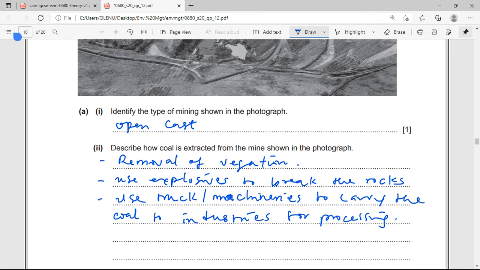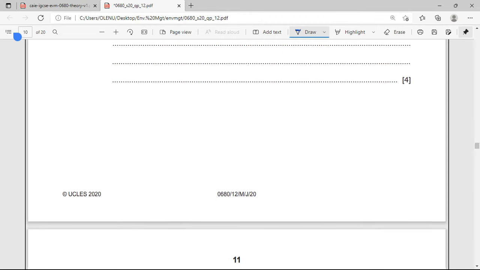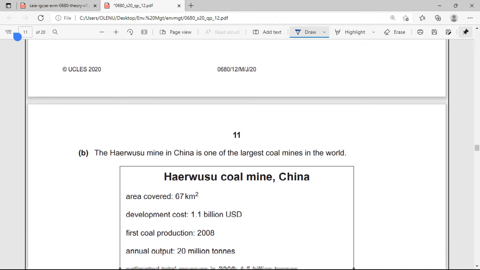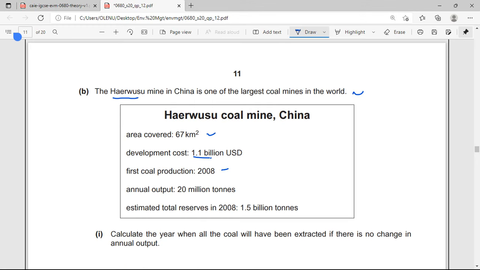That's all. The next question is, okay, sorry, I don't think I can pronounce this word. Mine in China is one of the largest coal mines in the world. Now, area covered is this, development cost is 1.1 billion. First coal production was in 2008. Annual output is 20 million tons. Estimated total reserve is 1.5 billion tons.